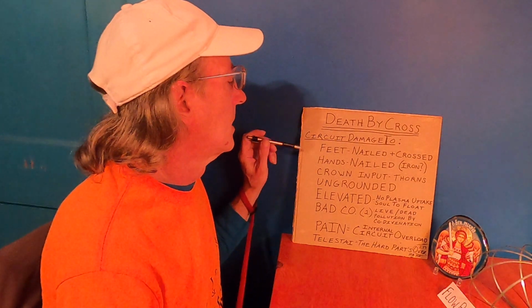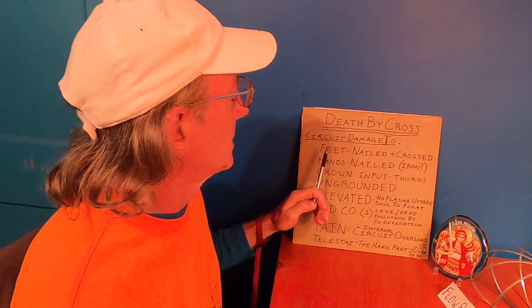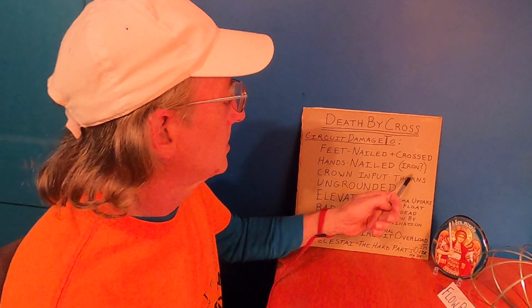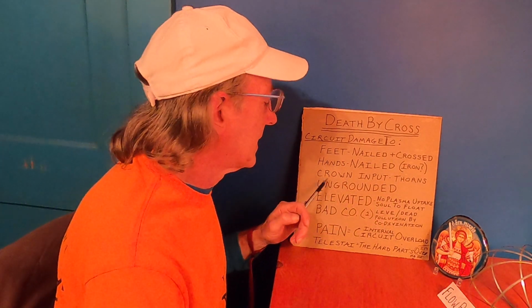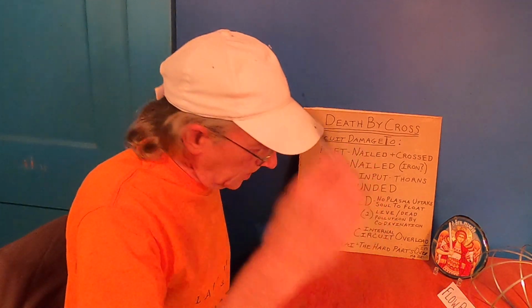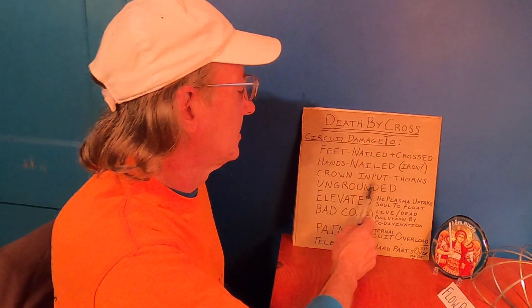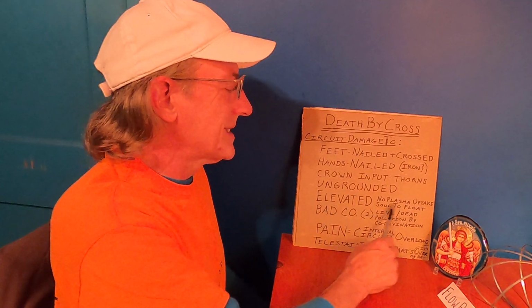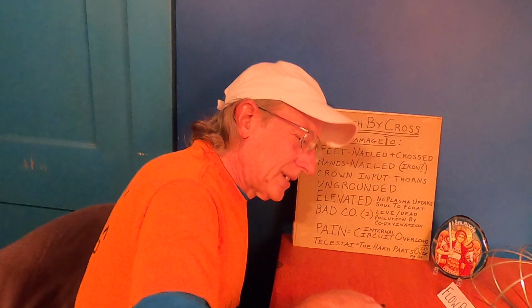Death by cross. Circuit damage was done to the Savior's feet, nailed and crossed. Hands nailed, probably with iron. There's the Ferris again. Crown input would be interfered with by thorns, so they called them. He was up off the ground, so his circuit was incomplete. He was elevated, so he wouldn't be taking up plasma as efficiently, just what would come up the post. And his soul would float rather than go into the ground.